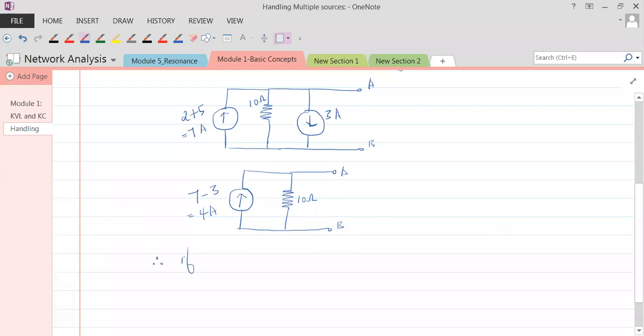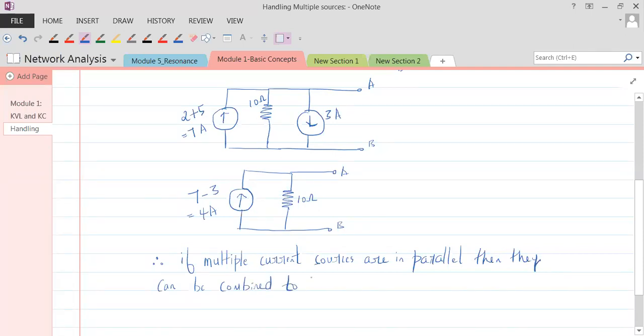Therefore, if multiple current sources are in parallel, then they can be combined to have one current source. That's it.